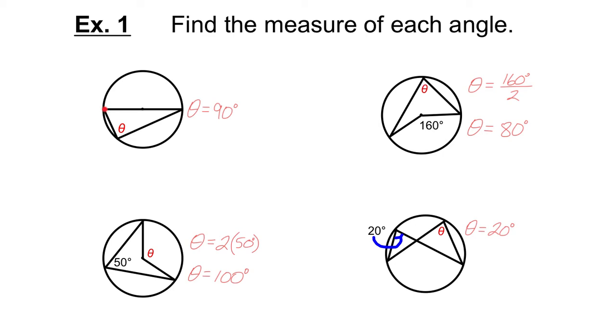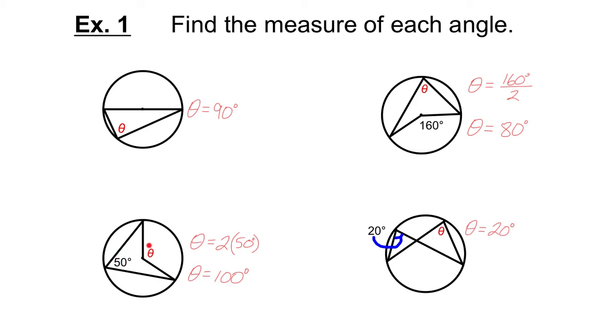For the first one, here I have the diameter goes through the center of the circle. So that means these two chords are at 90 degrees to each other. Here I have the Star Trek symbol. So I know that this angle inside is half of this angle outside. So it's 80 degrees. Same pattern here.